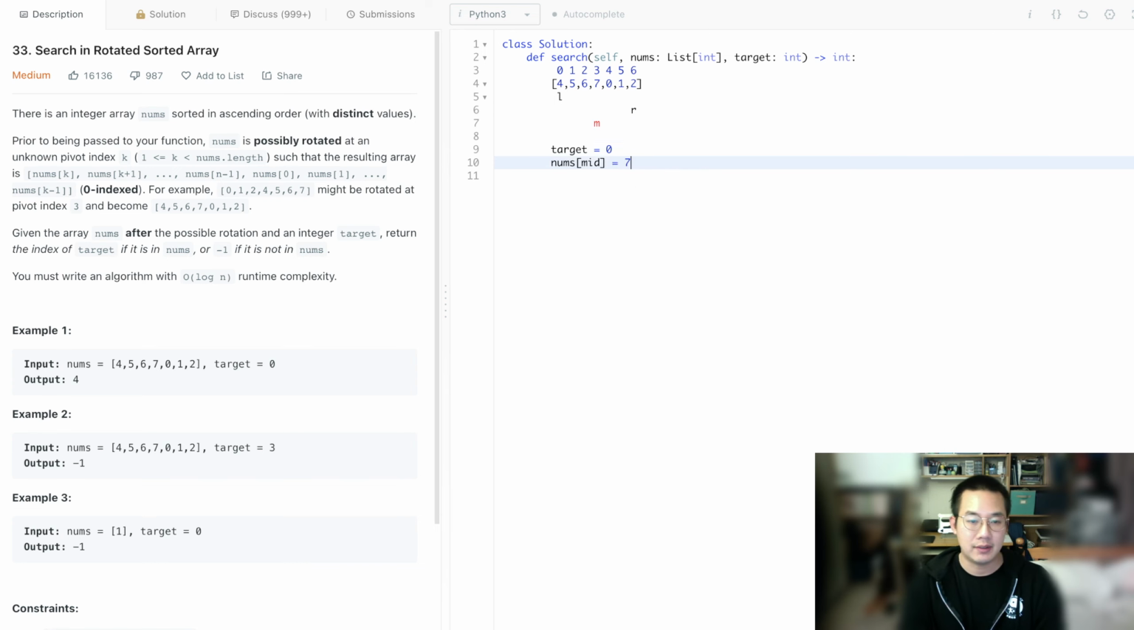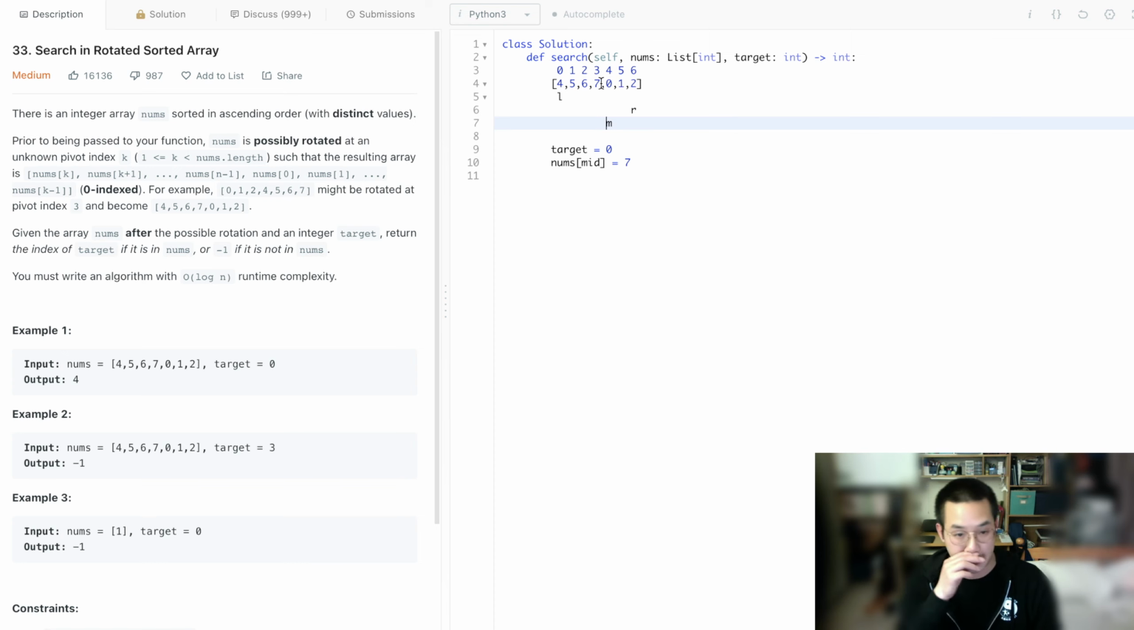Mid is going to be 7, and that is not equal to the target, but how do we know that we're within bound? So what we do is check if it's in ascending order between left and mid. If it is in ascending order, that means we can check whether or not the target is in this half of the items. If it is not in ascending order, then the other half must be in ascending order, because no matter where you are, it has to be ascending in some half of the array.